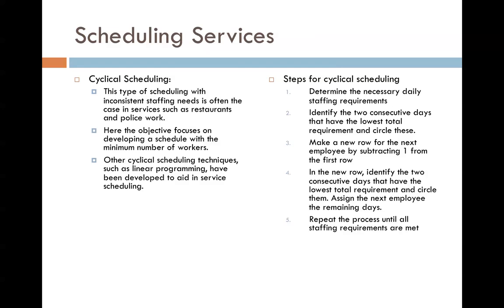Step 1. Determine the necessary daily staffing requirements. Step 2. Identify the 2 consecutive days that have the lowest total requirements and circle these. Step 3. Make a new row for the next employee by subtracting 1 from the first row. Step 4. In the new row, identify the 2 consecutive days that have the lowest total requirement and circle them. Assign the next employee the remaining days. And step 5, repeat the process until all staffing requirements are met.